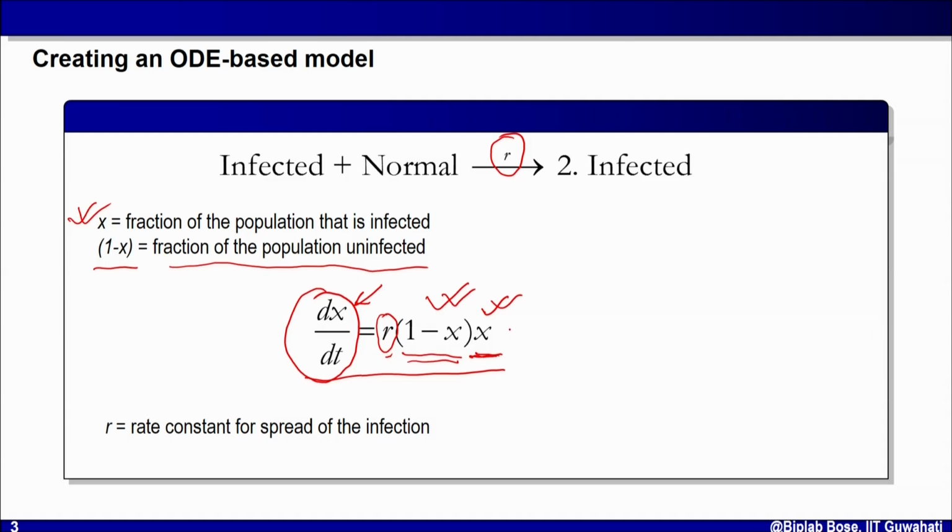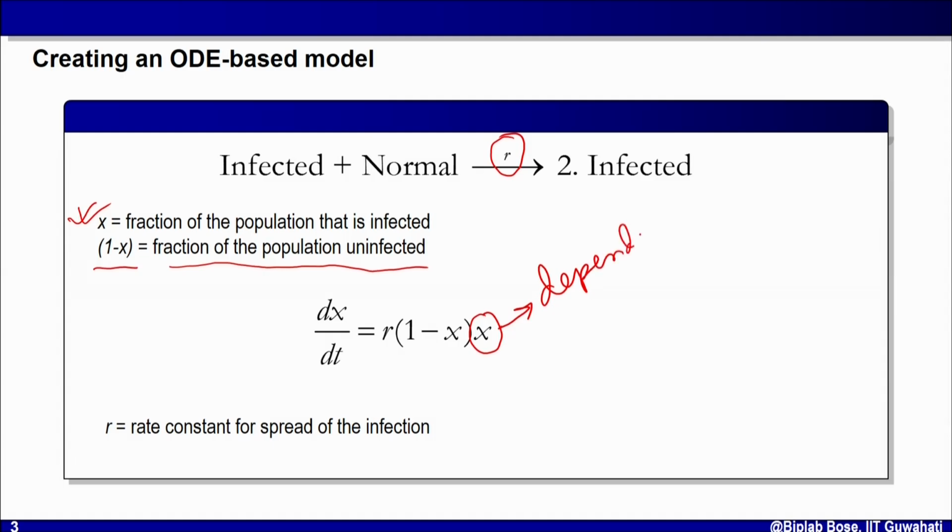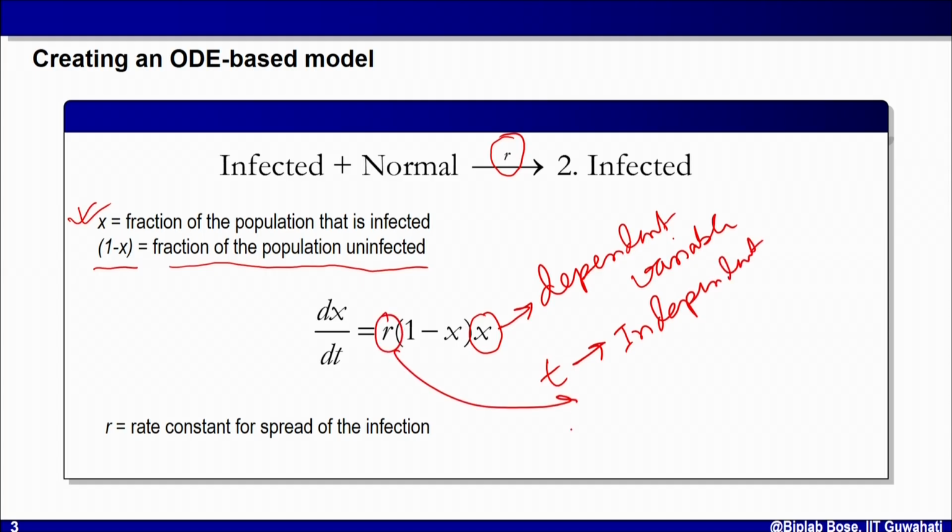So in this ODE, x is the dependent variable. Time t is independent, and r is a constant, and we call it a parameter of the equation or the model.